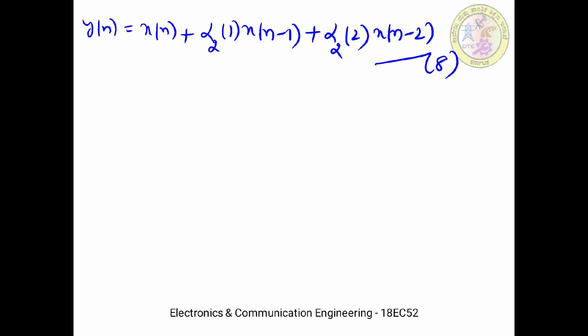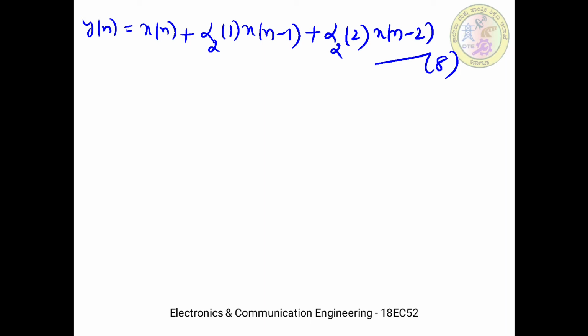Okay, so for the first order we had only two terms, one is x of n, the other one was alpha 1 of 1 x of n minus 1. Now as order m is equal to 2, we will get one more term, that is alpha 2 of 2 into x of n minus 2 also. So now this y of n is the equation that is going to represent the second order FIR filter. Now let us draw the lattice structure for this equation 8.